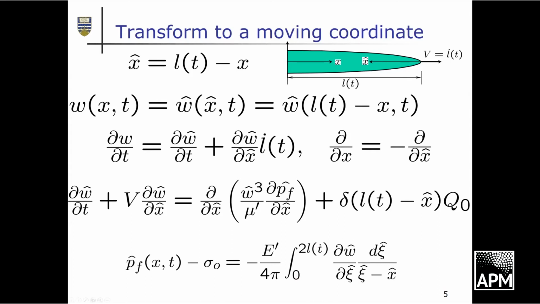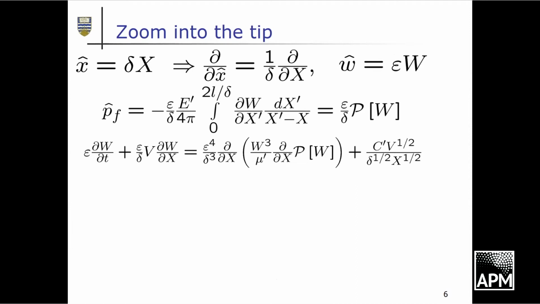Okay, so what we now do is zoom into the tip because we want to see what's going on there. So we zoom into the tip with the scaling, and these epsilon and delta factors are just length scales that we're going to adjust and play around with. So we're thinking of delta as being small and big X of order 1, and similarly W.